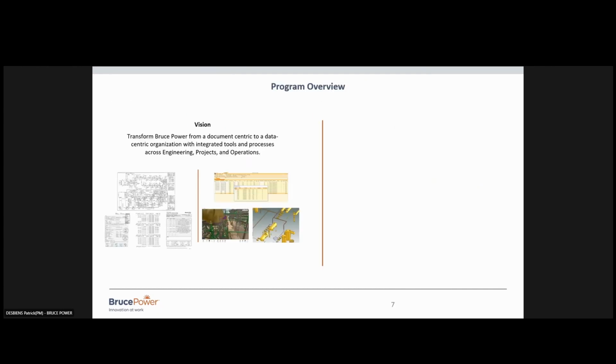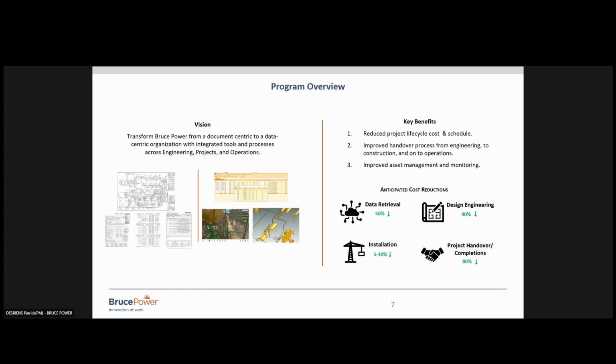So what do we plan on doing with this project, which we're calling digital engineering at Bruce Power? Our vision is to move towards a more data-centric organization and to have those integrated tools and processes across engineering, our projects, our supply chain, and then on to operations. And the key benefits that we're looking to get out of that is reducing project lifecycle costs and schedule, improving the handover process, and then longer term improving asset management and monitoring.